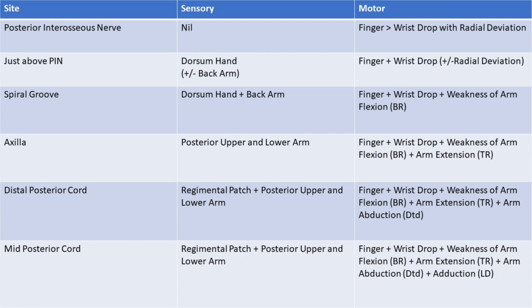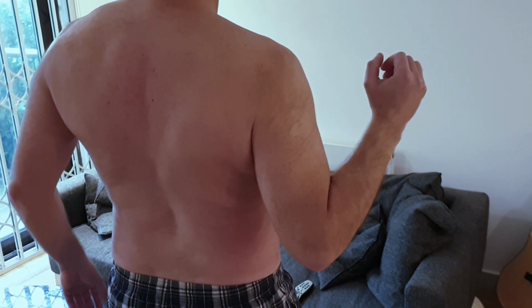If it's in the distal posterior cord, so that's involving the axillary nerve, so it's all of the above, plus also weakness of abduction of the arm. And if it's mid-posterior cord, where one is also involving that thoracodorsal branch, which goes to the latissimus dorsi, then one will also have a problem with adduction of the arm. So that's this movement over here, like so. Or one can have a resisted movement that way.